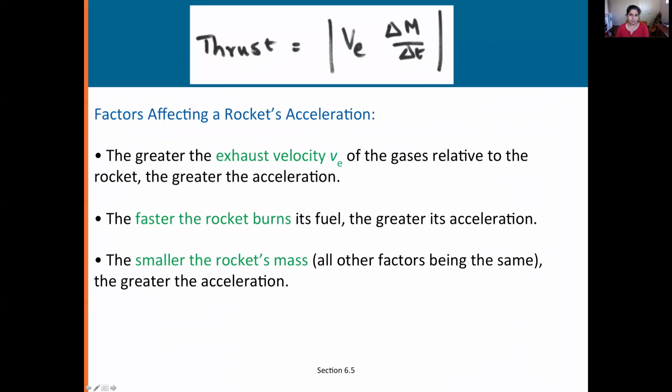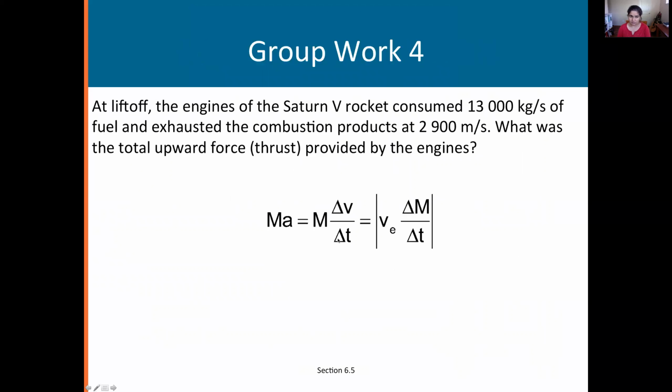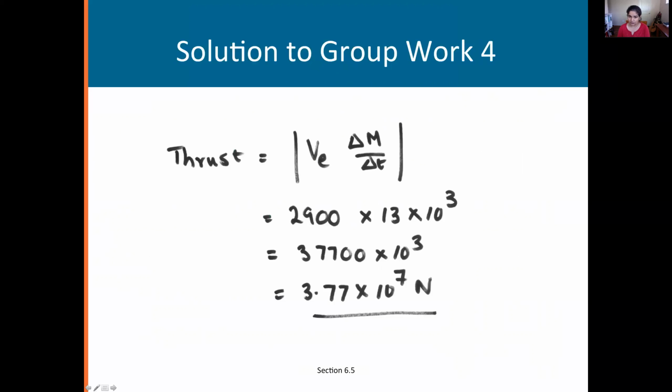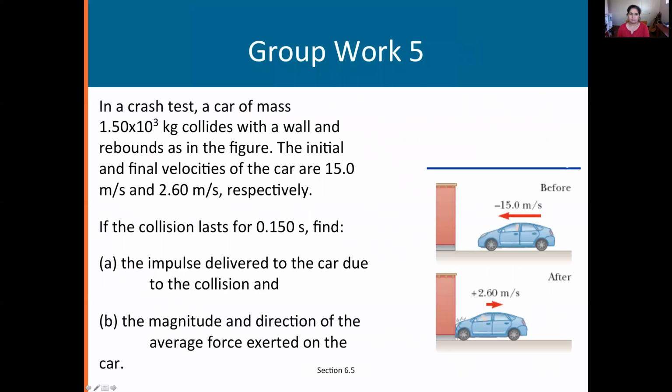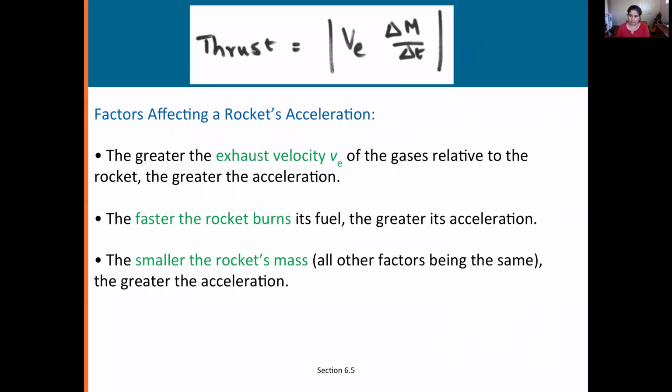Let's look at the three important factors for a rocket. You want it to accelerate as fast as possible. Therefore, you want to increase its exhaust velocity as much as possible. You want to burn the fuel as fast as possible so that this number goes up. And you also want the rocket to have as small a mass as possible, since the thrust is mass times acceleration. So the smaller the mass, the greater the acceleration. Yeah? Okay. We'll stop here.